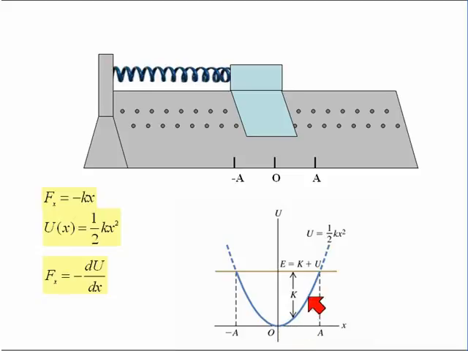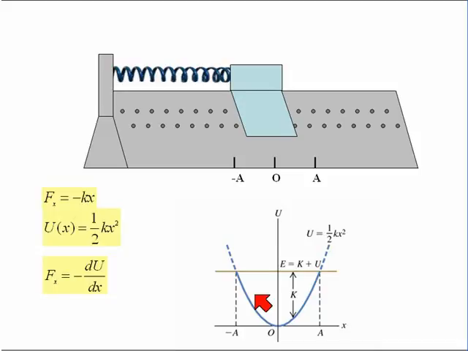When x is greater than 0, dU by dx is positive, the gradient is positive, so Fx, the force, is negative. In other words, it's directed along the negative x direction, towards the equilibrium position. When x is less than 0, dU by dx is negative, so Fx is positive. In other words, acting along the positive x direction towards the equilibrium position.